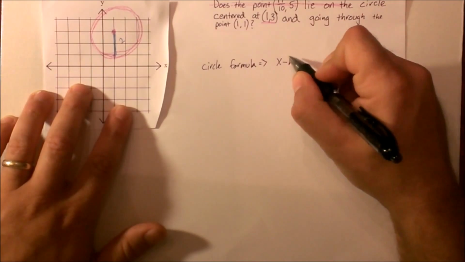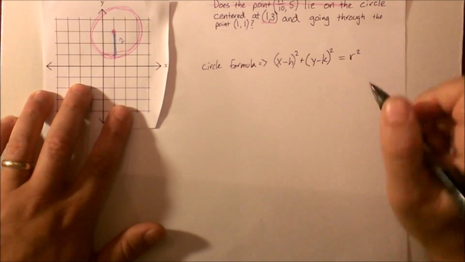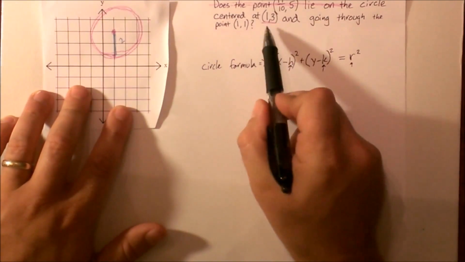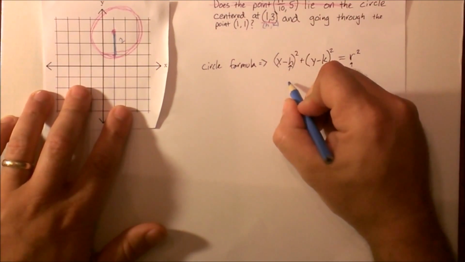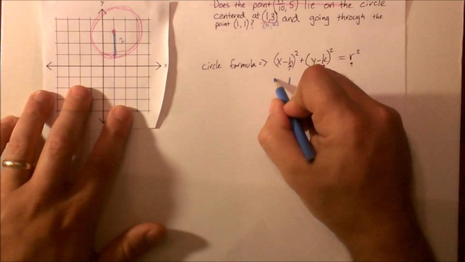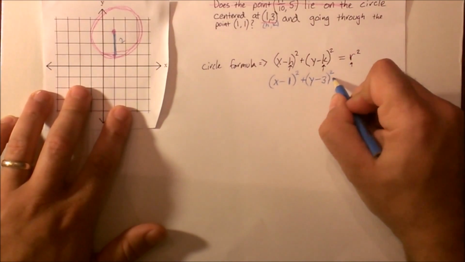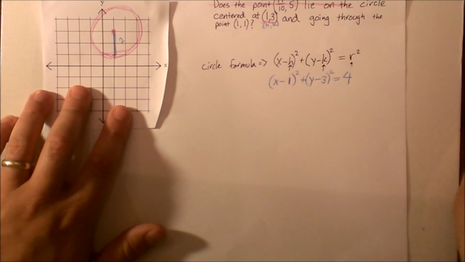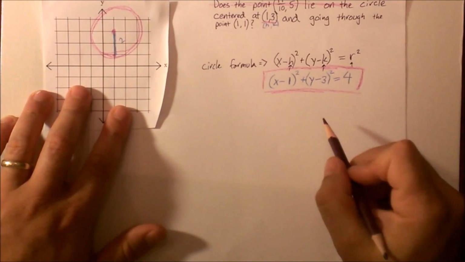Now the circle formula is given by x minus h quantity squared plus y minus k quantity squared equals r squared. And here the h and the k are given by the point at the center of the circle, which is 1, 3. So we simply put 1 and 3 in the place of h and k respectively, and here you have the formula starting to take shape for this circle. Now the r is going to be 2 because that's the length of the radius of the circle. 2 squared equals 4, and so now we have our completed formula for the circle and have completed step 1.